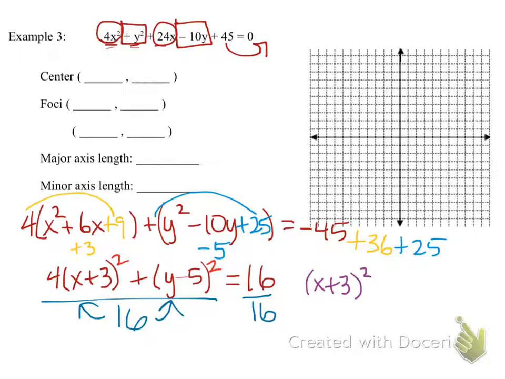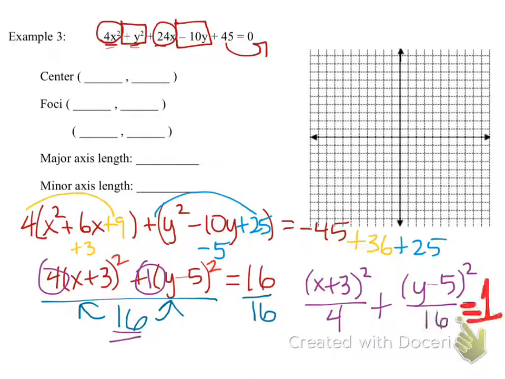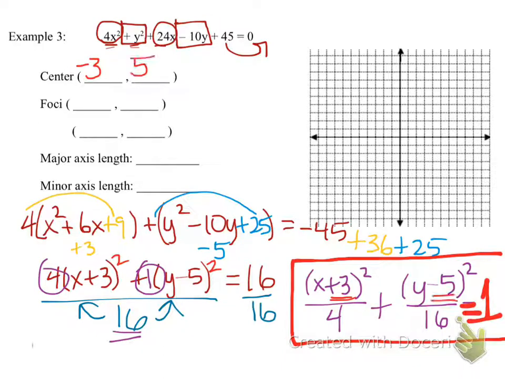(x plus 3) quantity squared, and 4/16 gives me 1/4. And then I have (y minus 5) quantity squared, and 1/16 gives me 1/16. And then don't forget that it's equal to 1. Students always forget that it's equal to 1, but it must be equal to 1. And that's my equation. So my center, the value that's in the parentheses with the x, is -3 and 5.